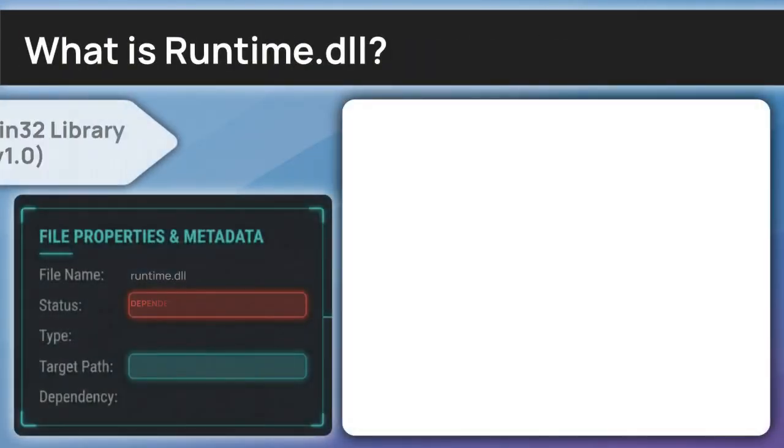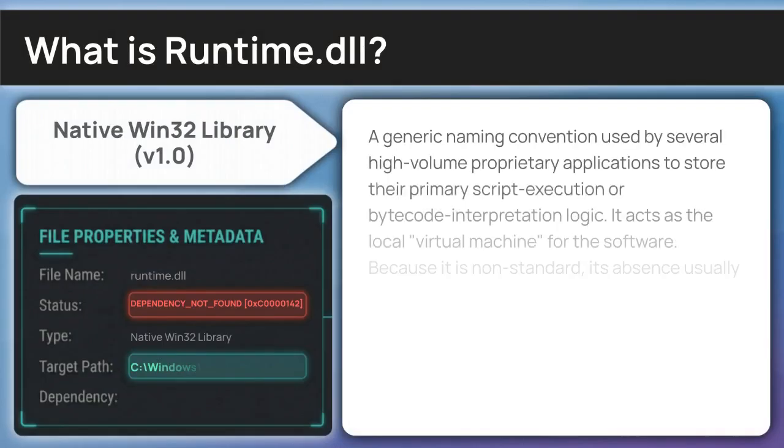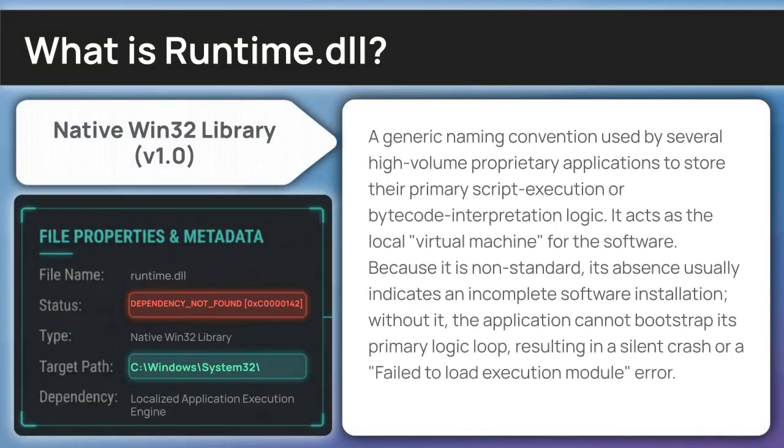This is the runtime module, a generic naming convention used by several high-volume proprietary applications to store their primary script execution or bytecode interpretation logic. It acts as the local virtual machine for the software. Because it is non-standard, its absence usually indicates an incomplete software installation. Without it, the application cannot bootstrap its primary logic loop, resulting in a silent crash or a failed to load execution module error. Now that you have the context, let's move into the repair process with a fresh installation.